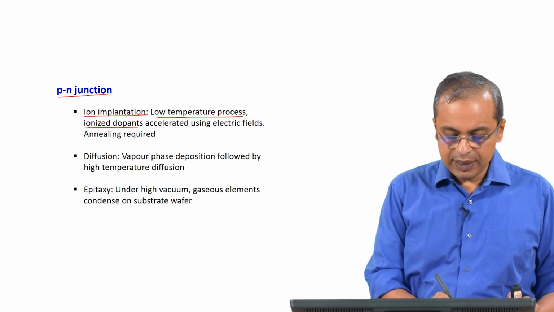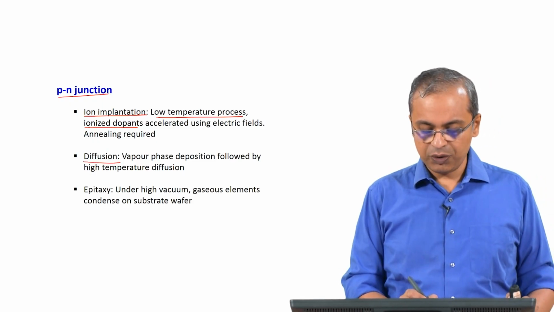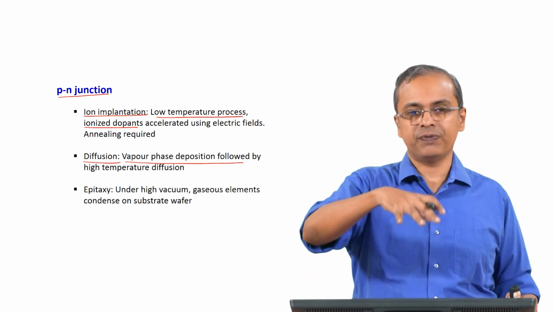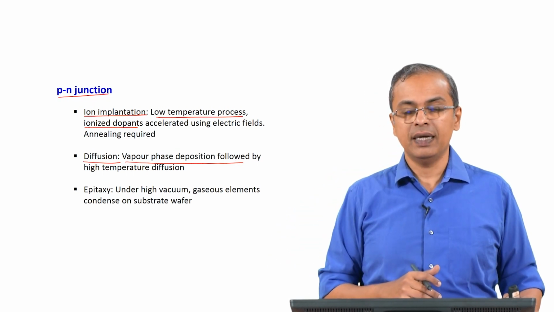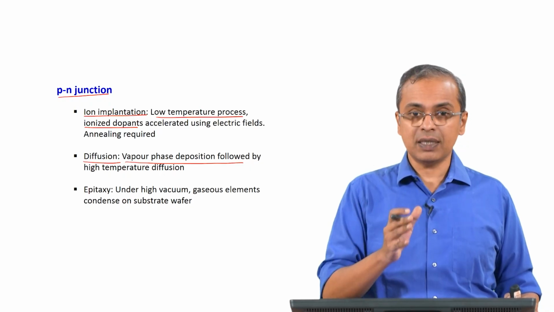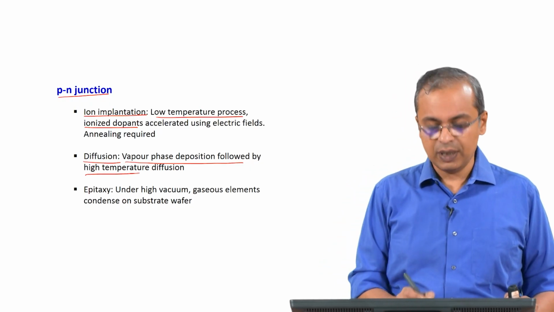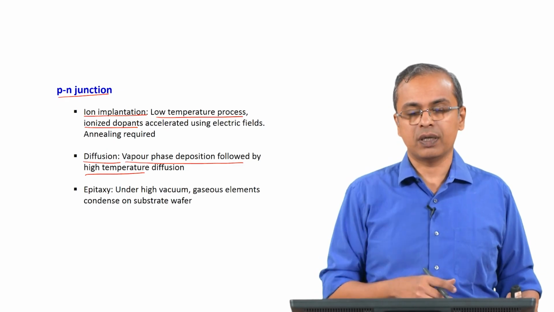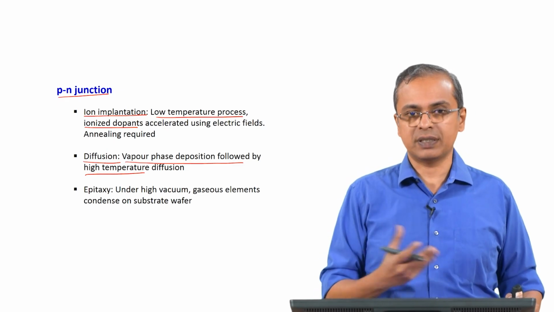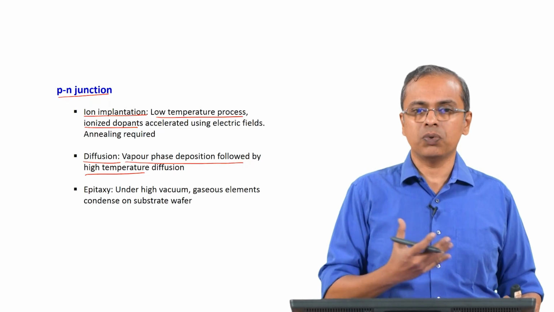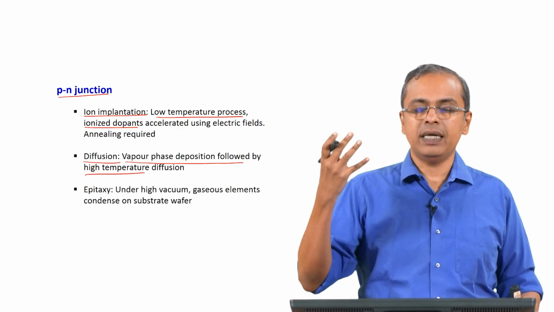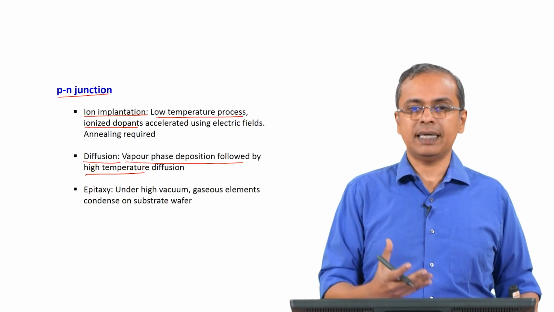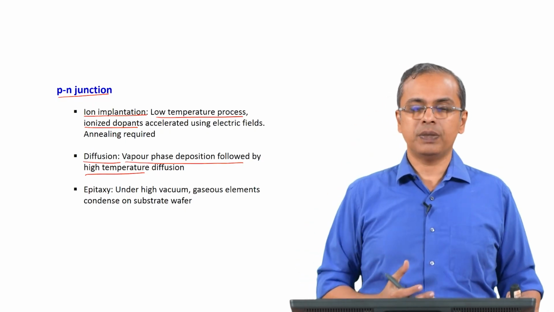The other way we could do it is to actually do diffusion, where you do a vapor phase deposition of some dopant that you want on top of the single crystal that you have, and then you have to do some annealing. So, this is now a high temperature process. You have to go to a significantly high temperature, maybe let us say about 1000 Kelvin for example. At that temperature the dopants will diffuse, because for diffusion you need high temperature.